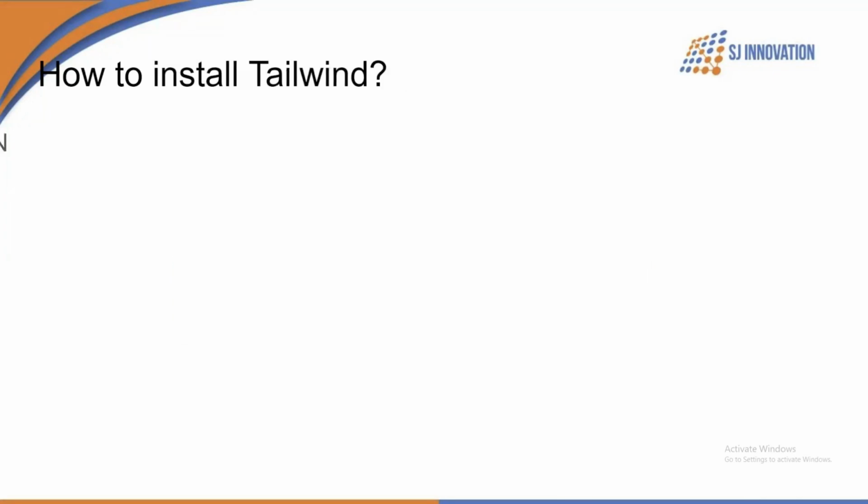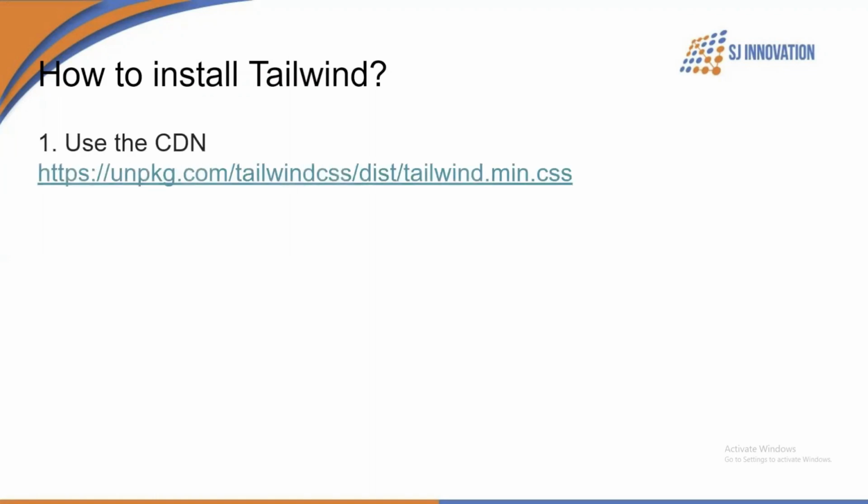For the Tailwind installation part, we can use the CDN which is given there. We can use the CDN and use Tailwind CSS. But if we are using the CDN, there will be some restrictions: we can't customize the Tailwind default theme, we can't use directives like apply or variants, we can't enable features like group hover, and we can't install any third-party plugins. So there will be some restrictions if we're using Tailwind via CDN.